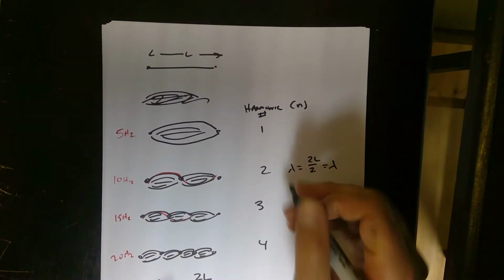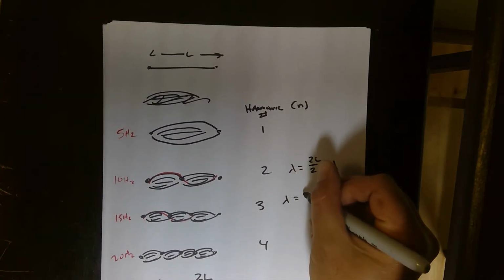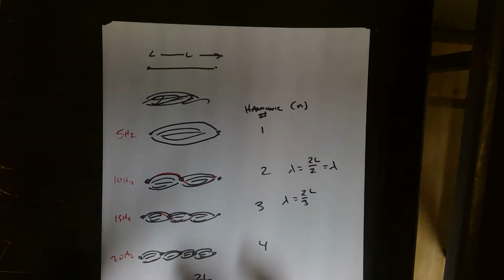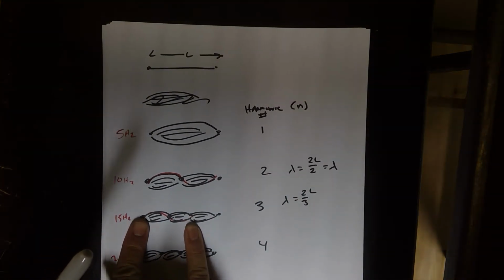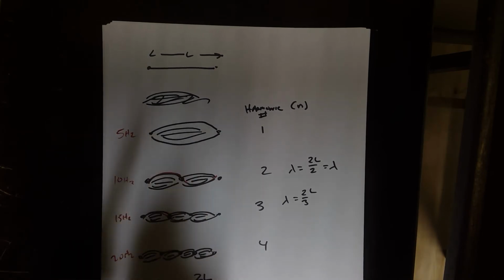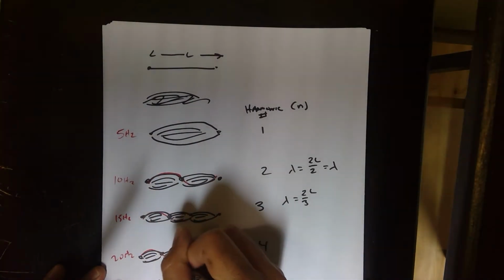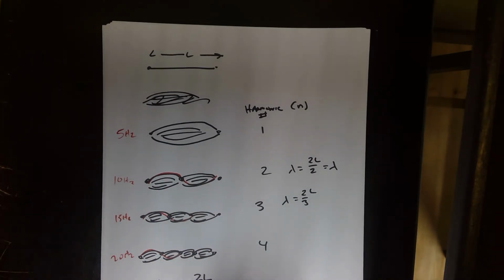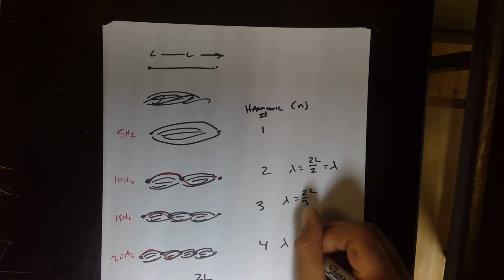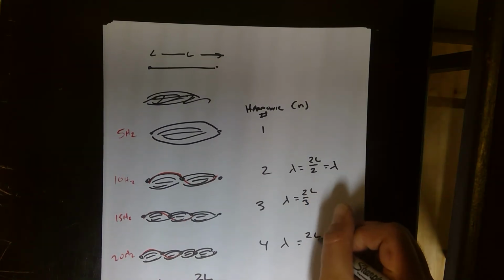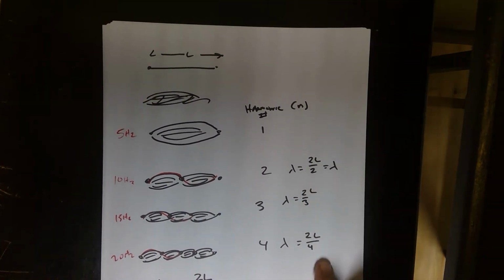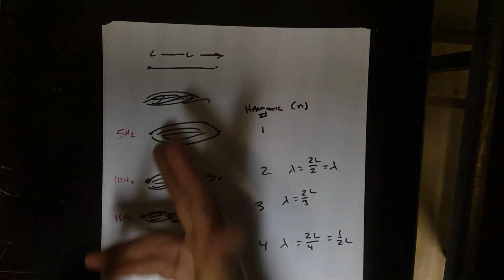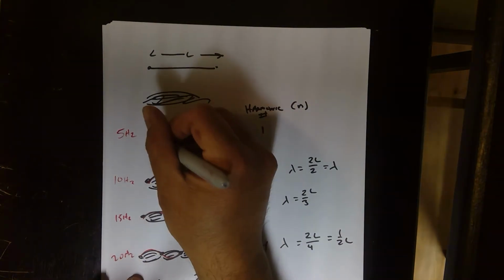What would it be? Well, it would be 2L over 3, or 2/3 the length of the string. 2 loops is always a single wavelength. So let's take a look here. Looks to me like exactly half the length of the string. And when we look at it, it'd be 2L over 4, which is 1/2 the length of the string, or 1/2 L. Now up to this one, there's a reason I skip over this one first.